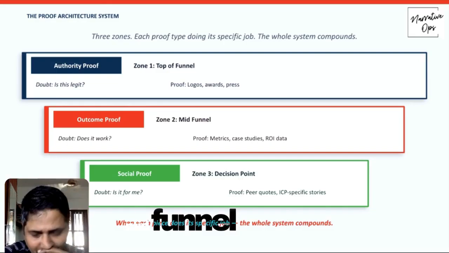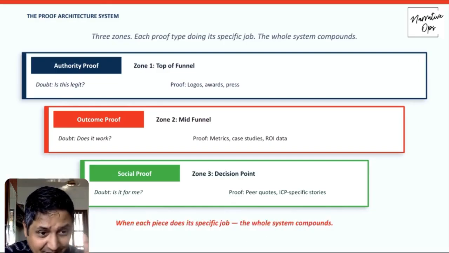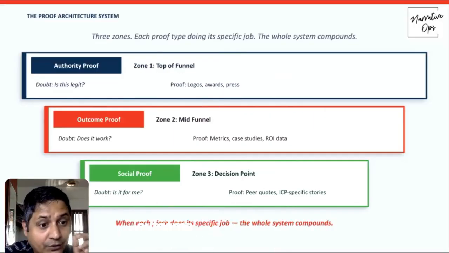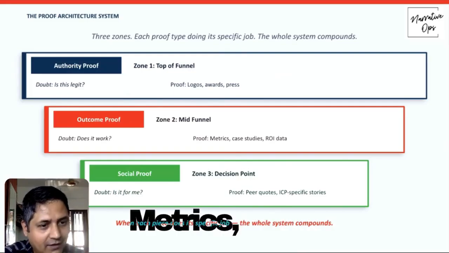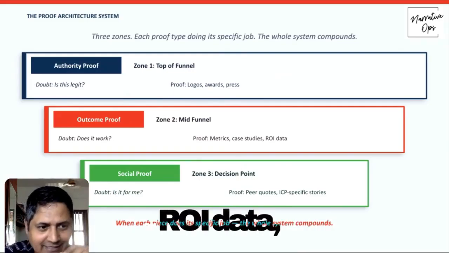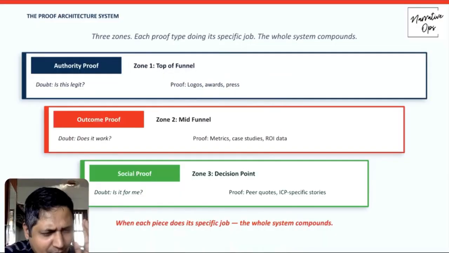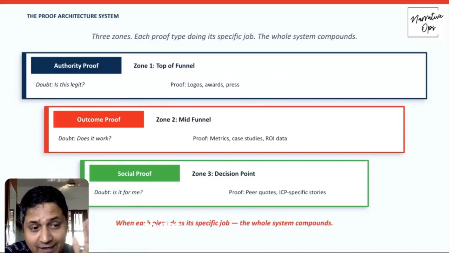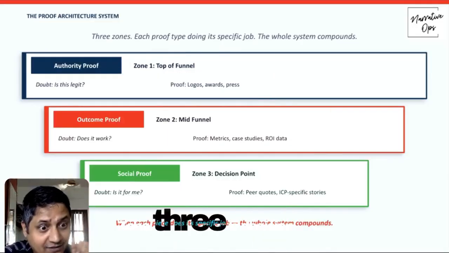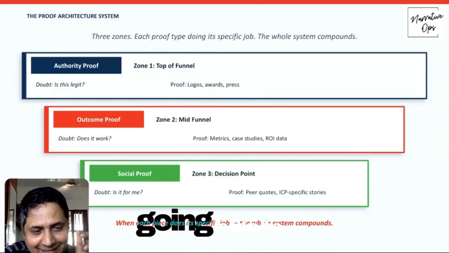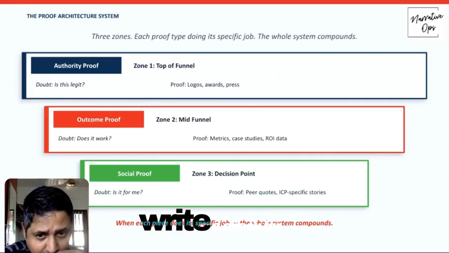Zone two is mid funnel, where people are asking, does it work? That's where you use outcome proof: metrics, case studies, or ROI data, etc. Totally focus on the results that person is going to get from your tool. Zone three is the decision point. This is where they are going to take out the card and buy your product or write a check for you.